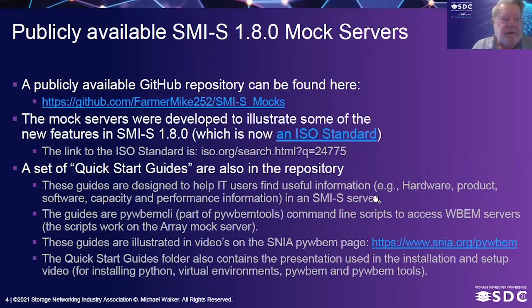Finally, the GitHub repository includes a directory of quick start guides. These guides are designed to help IT users find useful information, such as hardware, product, software, capacity, and performance information in an SMI-S server. These guides are PyWBEM CLI command line scripts to access WBEM servers. The scripts work on the array mock server.